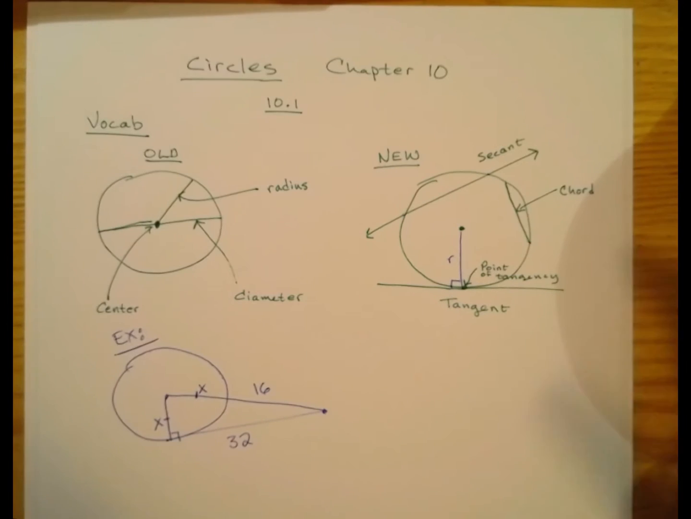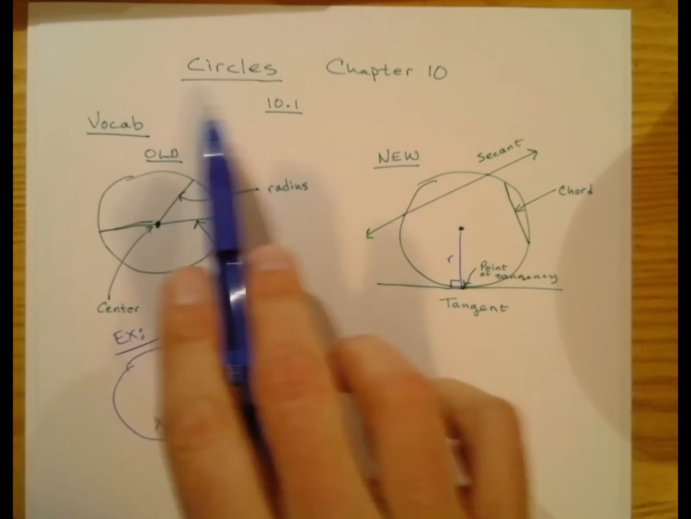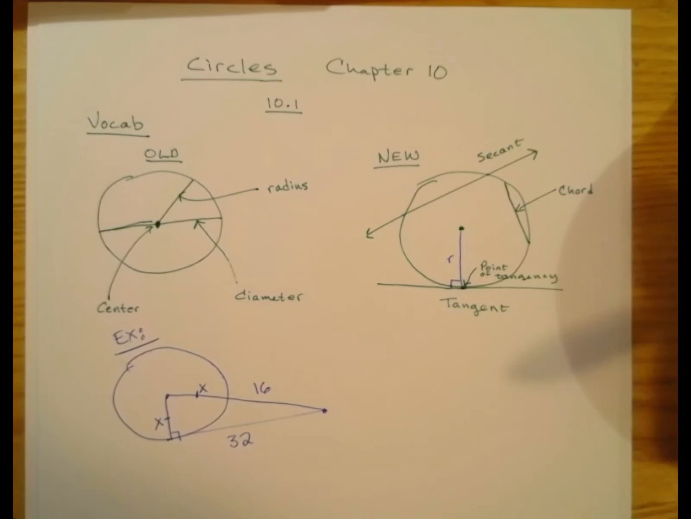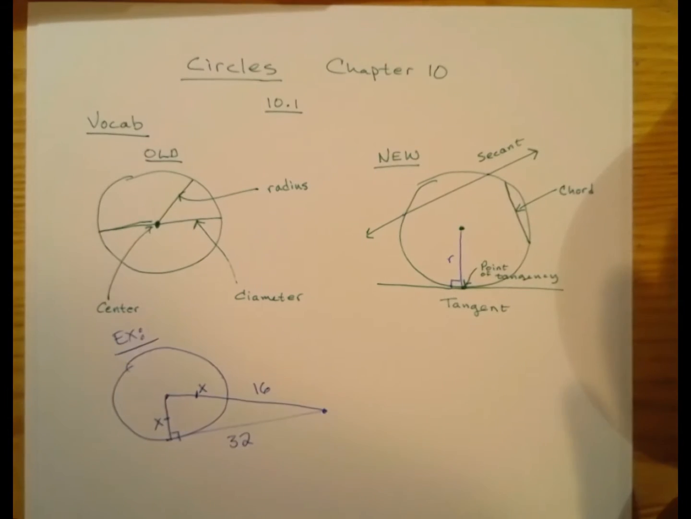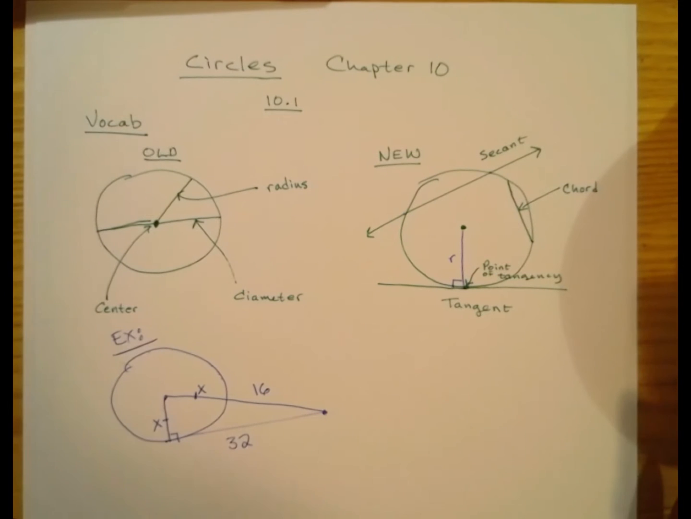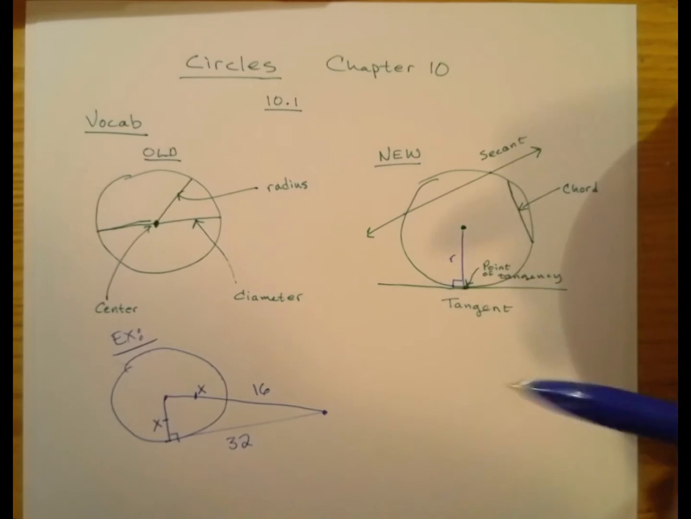So this is a quick little video going over some of the concepts of 10.1. Chapter 10 is all about circles. First we're going to take a look at some vocabulary, some old vocabulary, some new vocabulary, and an example problem involving the main theorem from 10.1. There's a couple theorems in 10.1, but we'll take a look at a couple.